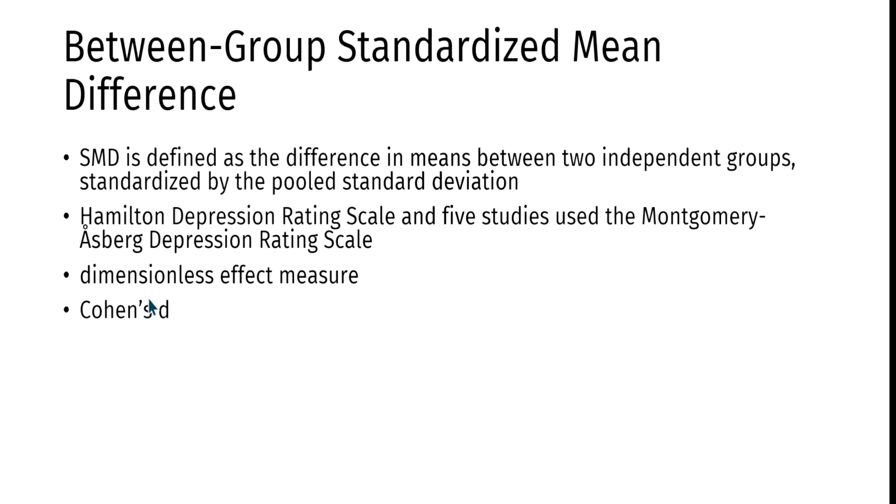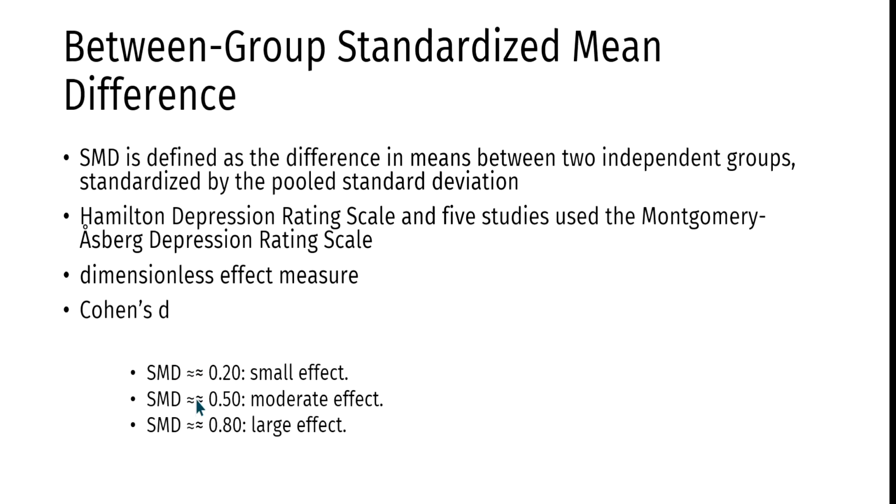It's also called Cohen's d, because it originated from the statistician Cohen. And there are rules of thumb for the standardized mean difference. For example, if the standardized mean difference is 0.2, they call it a small effect. If it is about 0.5, that means your treatment or intervention has a moderate effect. But if it is more than 0.8, the intervention has a really large effect.